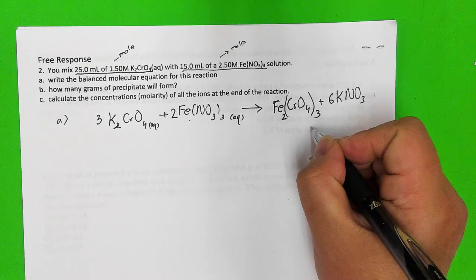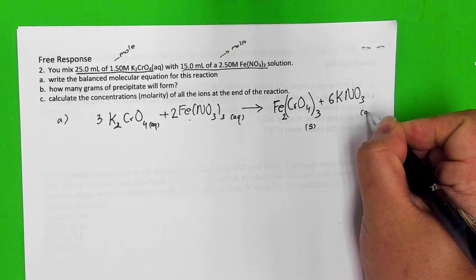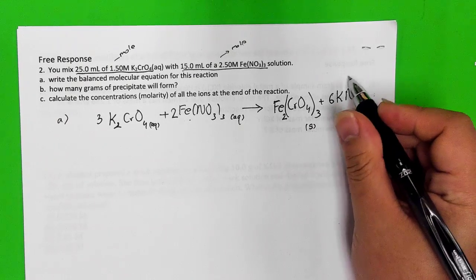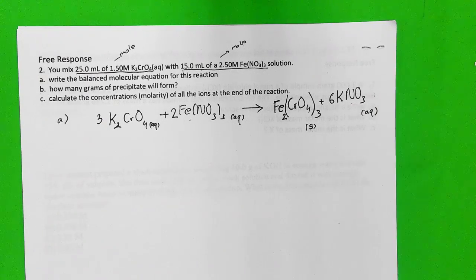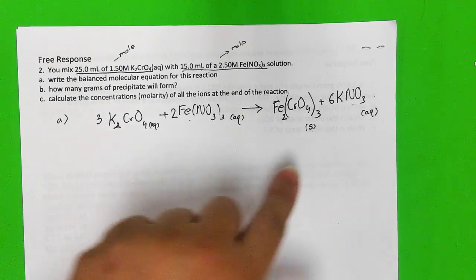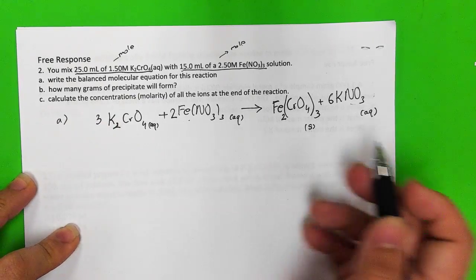Now, if you want to put the state of matter, this is solid. This is aqueous, because remember, nitrate is very, very soluble. If you do not know how to do it, you don't have to put it there, but that's what it is. Okay, we're balanced. We're done with this.